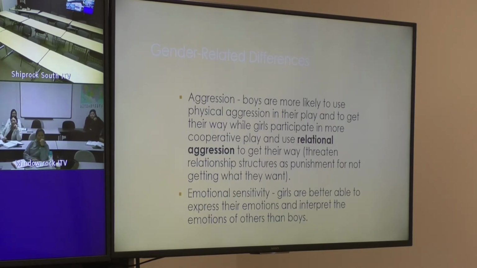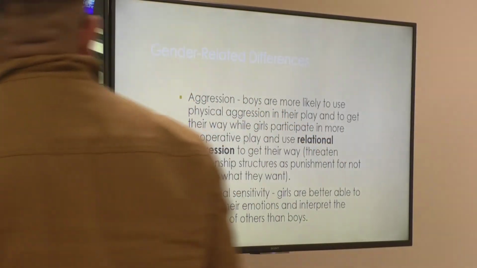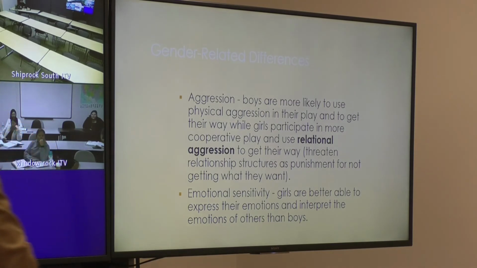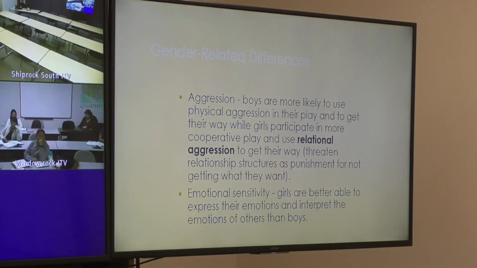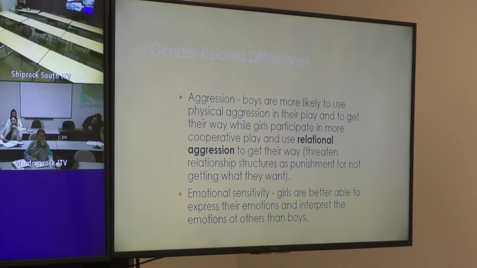Yeah. Aggression. So relational aggression, one of the big things is boys are more likely to use physical aggression in their play and to get their way, while girls participate in a more cooperative play and use relational aggression. So relational aggression can be a form of bullying. One form being social exclusion, another form being gossiping, all these different things to try to break down an individual. Again, that's relational aggression. Emotional sensitivity, girls are better able to express their emotions and interpret the emotion of others than boys. Sadly, that goes across the board.